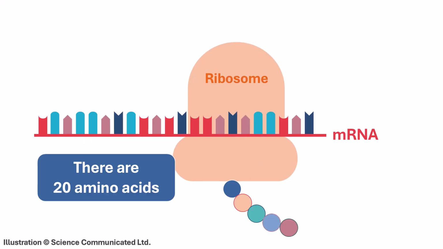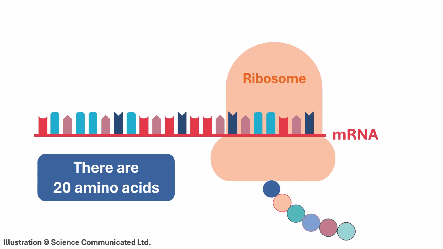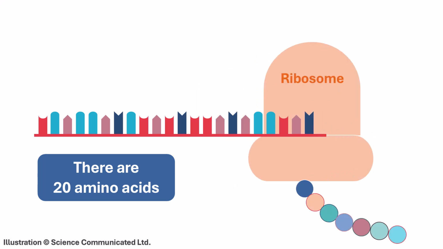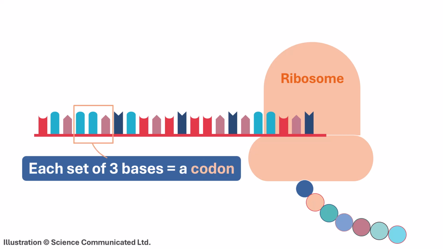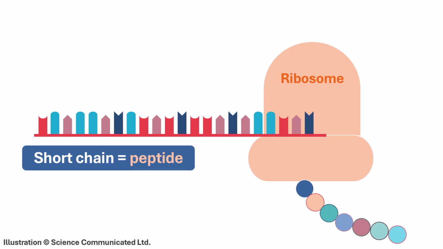There are 20 different amino acids. Again, they're relatively simple chemical compounds, but ones that can be linked together. And the ribosome, depending on the 3 bases it's just read, will choose the amino acid that matches that set of 3 bases. And each set of 3 bases is called a codon. If the ribosome only links together a few amino acids, we'd call that a peptide. A longer chain of amino acids is what we call a protein.